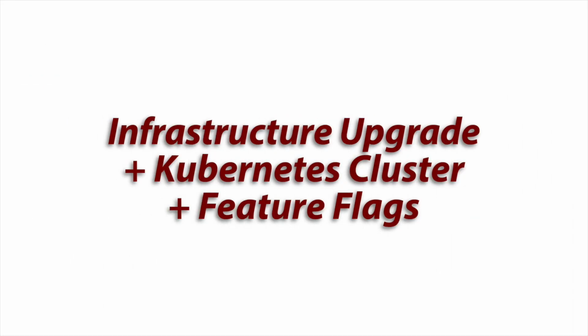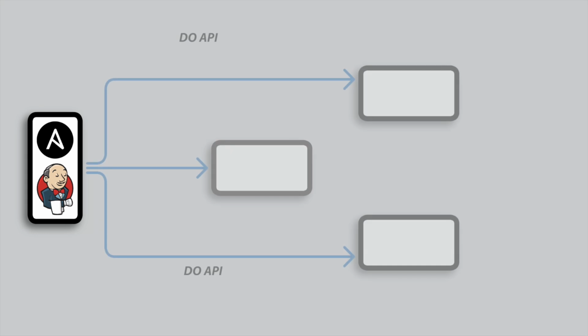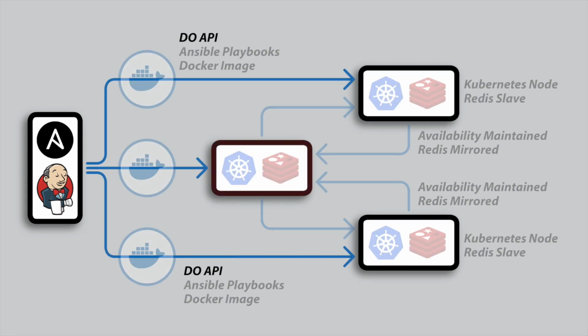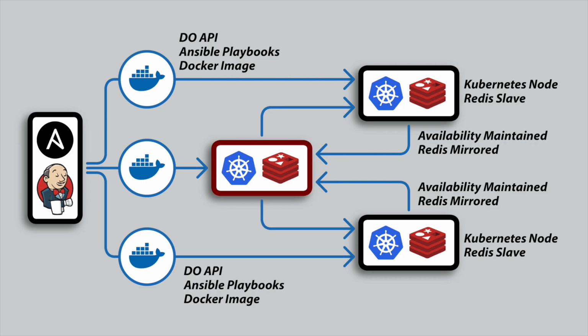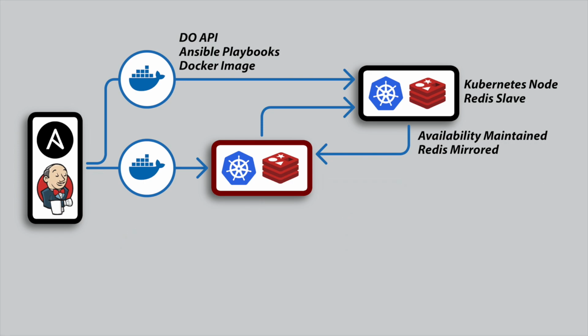The second task of this milestone was to implement an infrastructure upgrade, which involved creating a Kubernetes cluster and using that Kubernetes cluster to have feature flags enabled. First, we used the DigitalOcean API to provision 3 droplets. We then used a combination of Ansible playbooks and Docker files to set up Kubernetes and Redis on the 3 droplets. We used the same droplet as the master in both Kubernetes and Redis, following the master-slave model. This allowed us to mirror any changes to the Redis server between the 3 droplets, enabling feature flagging. Kubernetes also allowed us to maintain availability of the application, regardless of whether an instance went down.